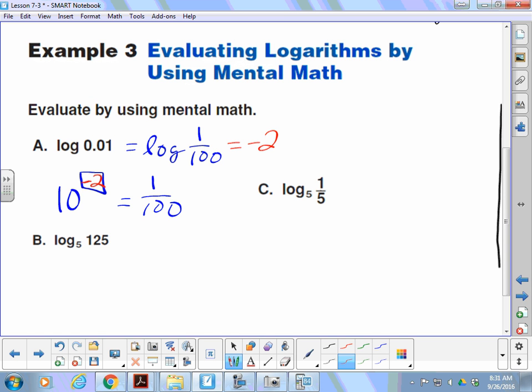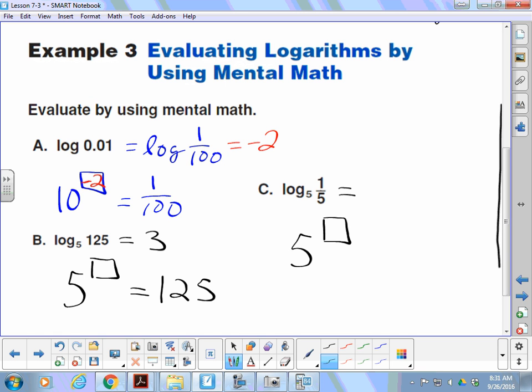Okay. Letter B. 5 to what power is equal to 125? We're just thinking about what is the exponent that makes it true. As Jamie said, that is a 3, because 5 cubed is 125. So all a logarithm is, is finding an exponent that works in that situation.